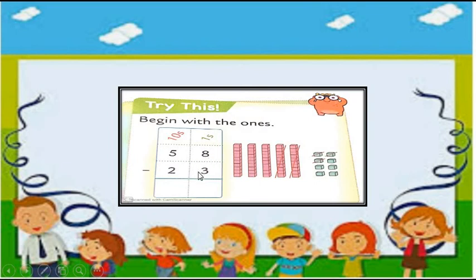8 minus 3. We have just completed the counting and see that here we have 8 loose ones. Out of that we have to cross 3. 1, 2 and 3. Now see, my dear, how many blocks are remaining. There remain 1, 2, 3, 4 and 5. 8 minus 3 is equal to 5.